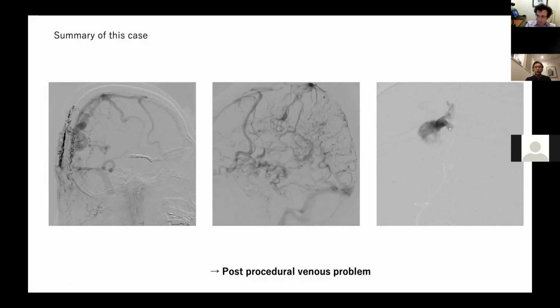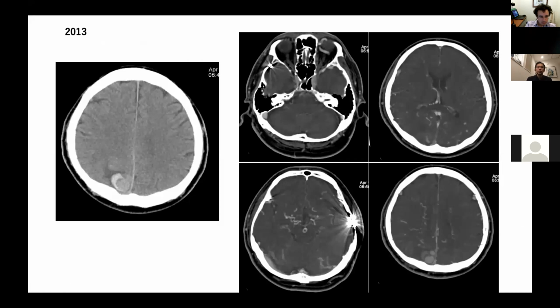This is in 2013. We only have the pictures from 2013 for this patient. The hemorrhage was there like this, and this round thing is the venous pouch of this shunt.